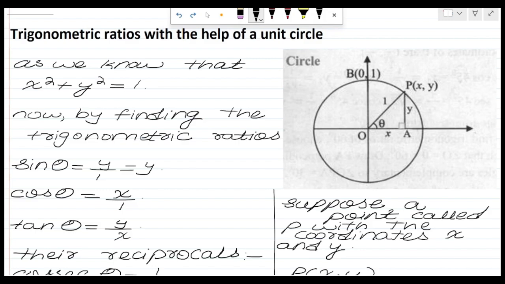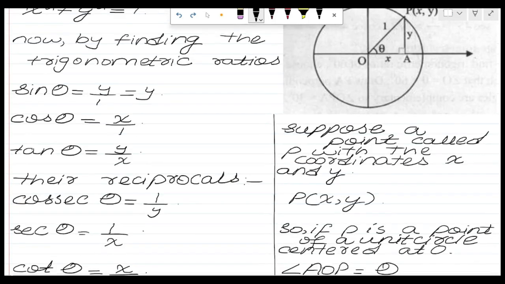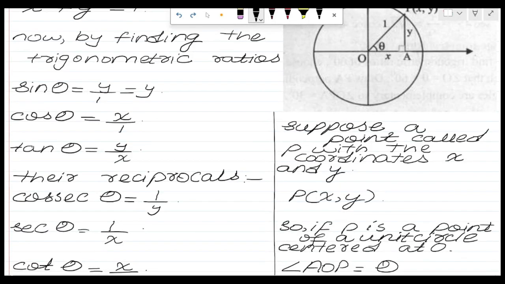Now we need to find the reciprocals of these trigonometric ratios. So for sine theta, the reciprocal will be cosec theta. So you will just swap the values. So it will be 1 over y instead of y. Then for cos theta, the reciprocal is sec theta. So instead of x over 1, it will be 1 over x. And then for tangent, it will be cot theta. So tan theta was y over x, and cot theta will be x over y. So these are the trigonometric ratios that we found along with their reciprocals.